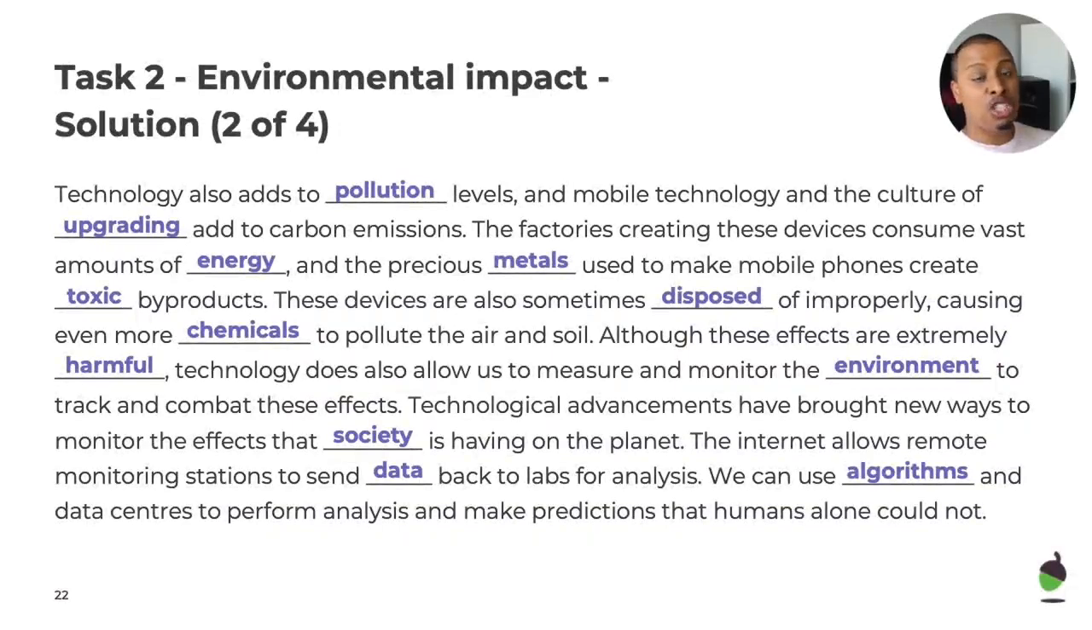Although these effects are extremely harmful, technology does also allow us to measure and monitor the environment to track and combat these effects. Technological advancements have brought new ways to monitor the effects that society is having on the planet. The internet allows remote monitoring stations to send data back to labs for analysis. We can use algorithms and data centers to perform analysis and make predictions that humans alone could not.